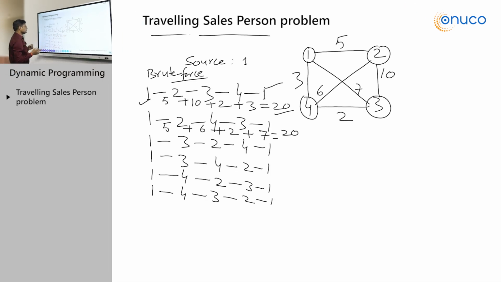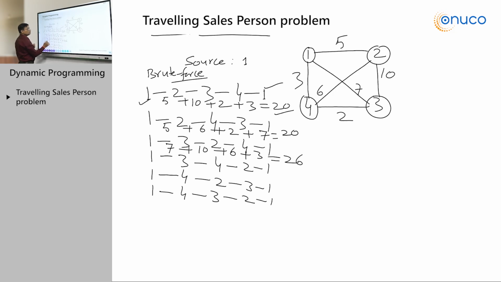Right? Similarly, if you traverse 1 to 3 first, 7 plus 3 to 2 is 10 plus 2 to 4 is 6 plus 4 to 1 is 3. Here you can see that both are having the same cost. The distance is 17 plus 6, 23 plus 3, 26. Among these, 20 is the minimum; 26 we are also getting, but that is a feasible solution.